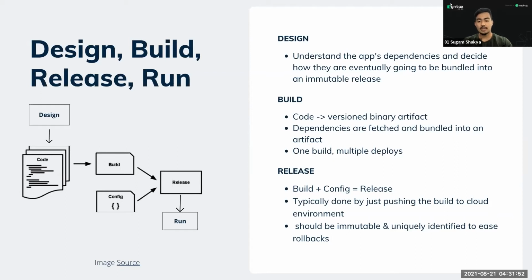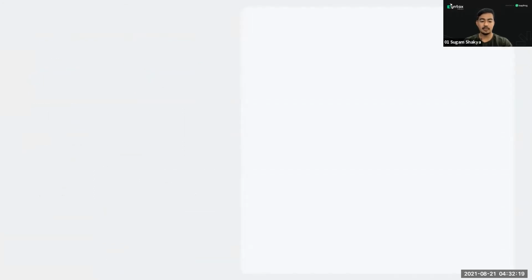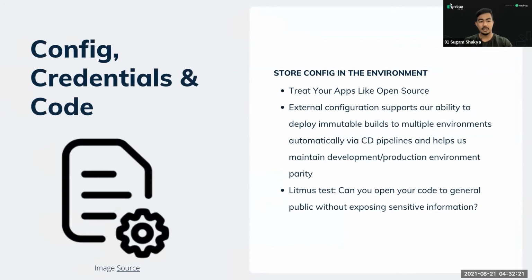So all these processes should be done with CI/CD pipelines and not manually, because performing all these steps manually is a hectic process. And since we aim to achieve continuous delivery or continuous deployment, doing that would ultimately hinder our continuous delivery goal. We'll talk more about that in future slides. So let's move on to the next guiding principle, and that's config, credentials, and code.